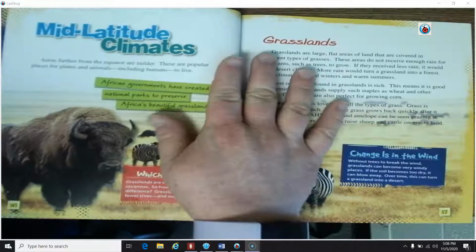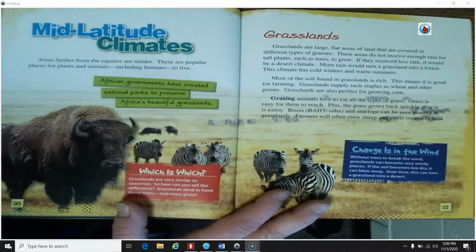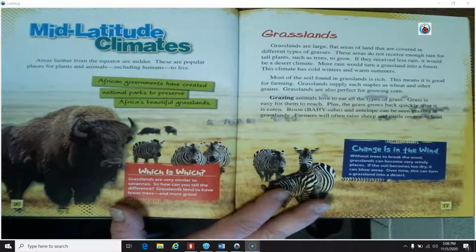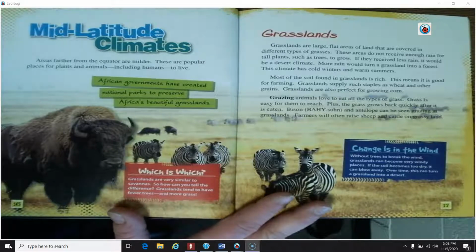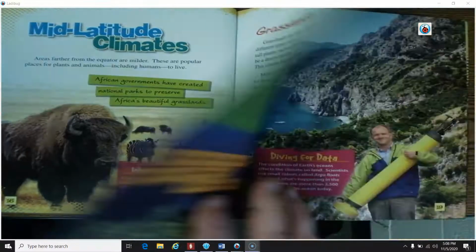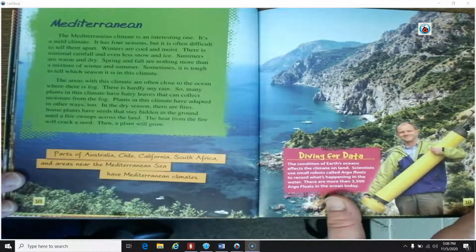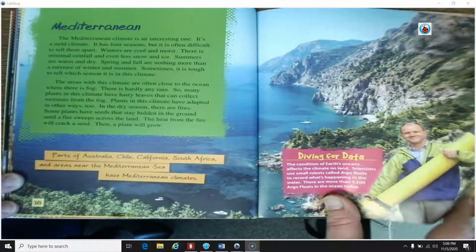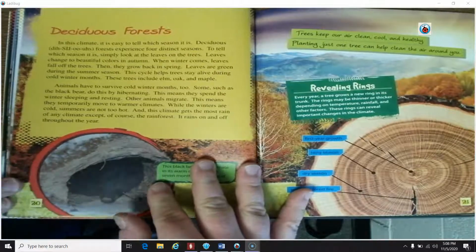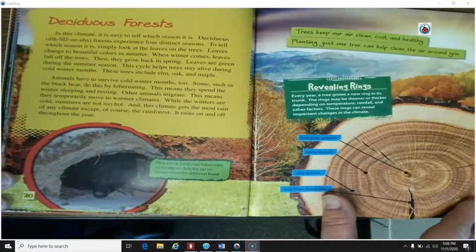All right, then those mid-latitude climates, those are the ones like the United States that are a little bit further away from the equator, and they're nice and temperate, so not too hot, not too cold. We don't have very extreme winters or extreme summers. The weather tends to be mild. These are the grasslands. We have the Mediterranean, which we learned about in word study, and isn't that a beautiful place? They have a beautiful climate as well. All right, deciduous forests. That's another moderate climate area.